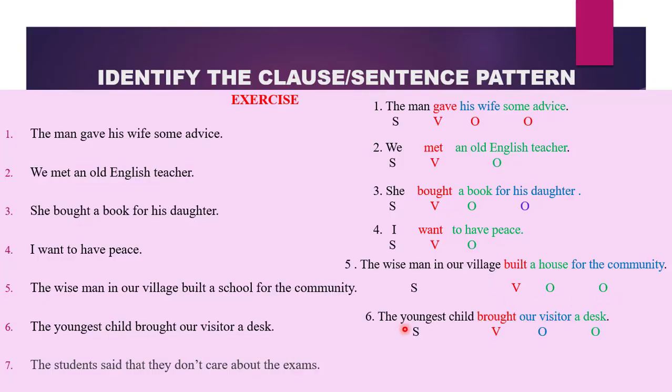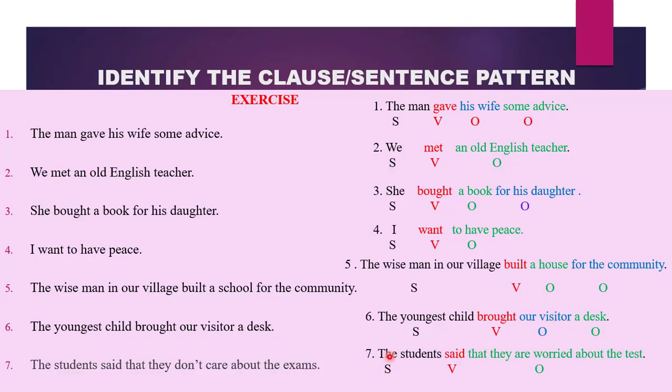The last one, the youngest child brought our visitor a desk. The youngest child becomes our subject. He brought. What did he bring? A desk, our direct object. And our visitor becomes the indirect object.